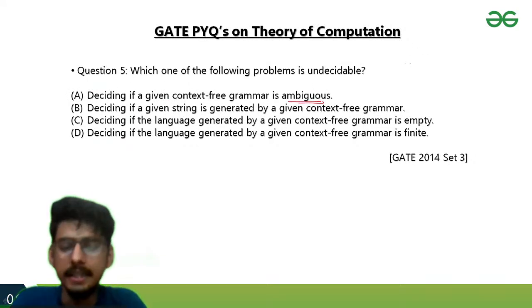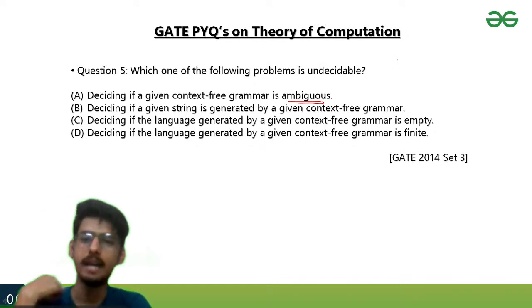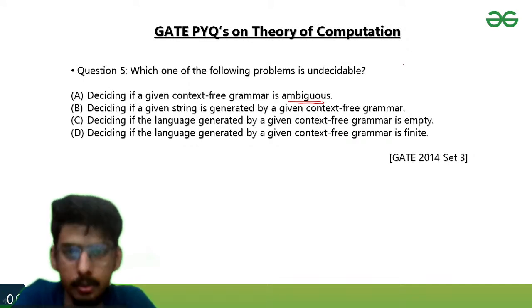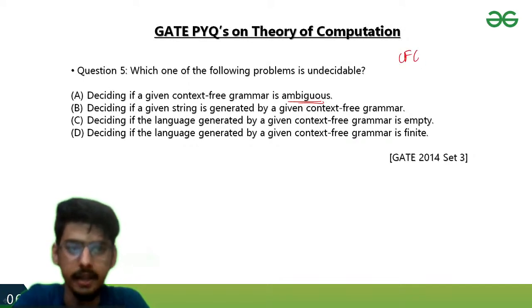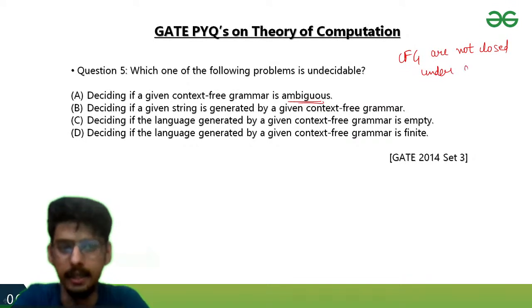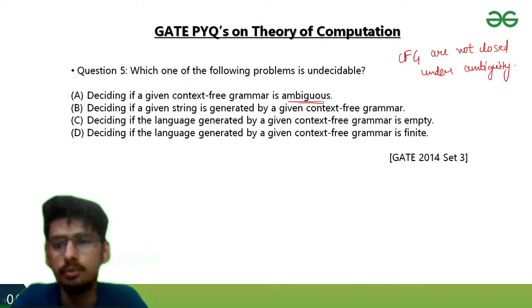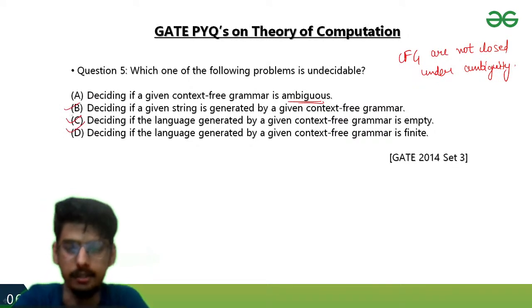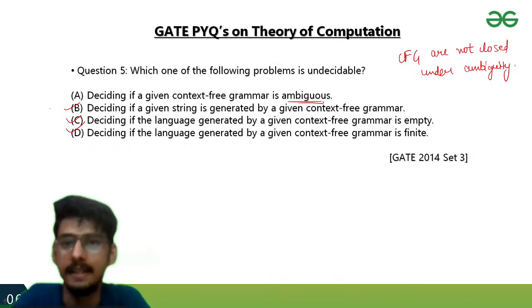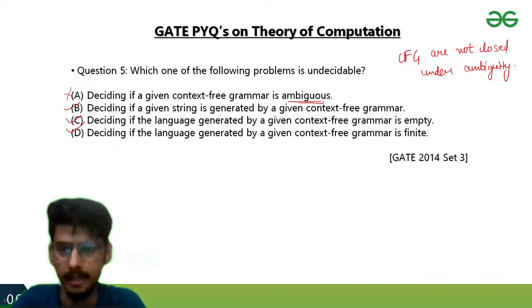So ambiguity is not any kind of thing which you can decide. Why? Because context free grammars are not closed under ambiguity. It's not very easy to prove this point. So what you can do is prove that the other three statements are correct. If they are correct, then the other three statements are decidable. And if they are decidable, then A will definitely be undecidable and A will be your correct answer, right?